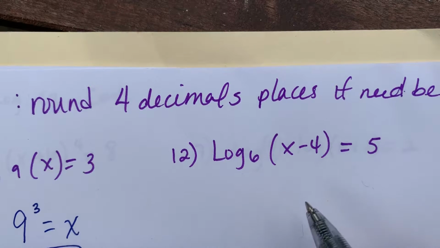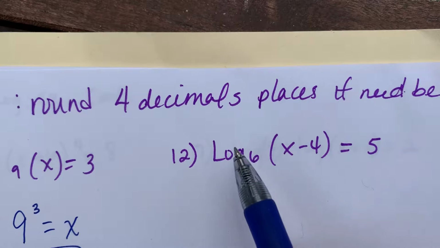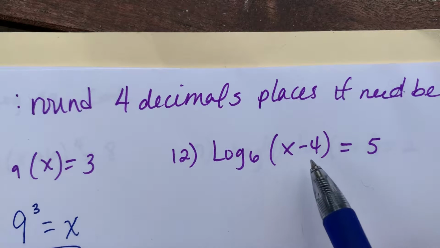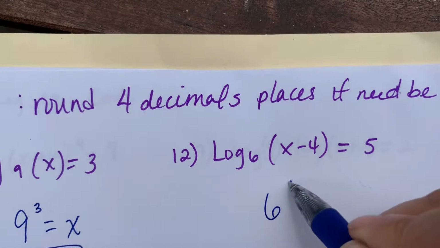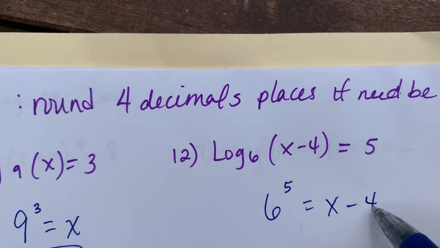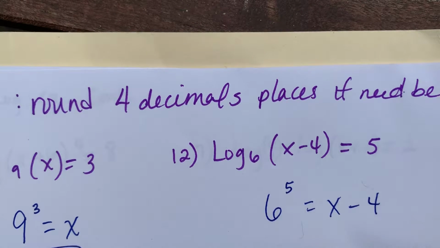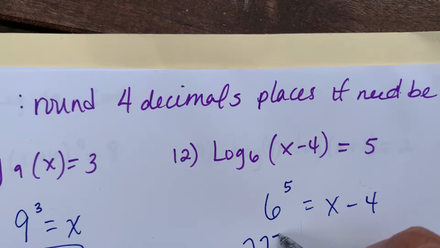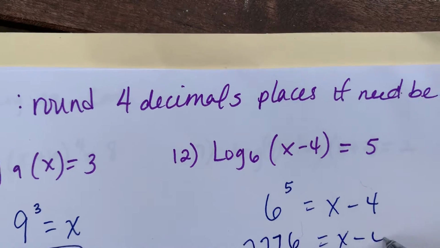Hopefully you're noticing the same setup. We have only one log on one side. So whenever that happens, you need to rewrite in exponential form. So we have 6 to the 5th power equals x minus 4. And so of course 6 to the 5th power is 7776 equals x minus 4.